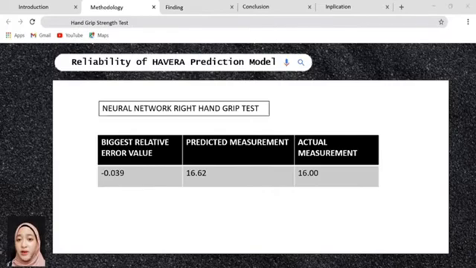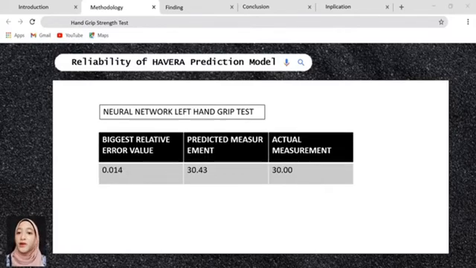Even for the biggest relative error value for neural network right hand grip strength was negative 0.039, where the predicted value is 16.62 and the actual value was 16. While the biggest relative error value for neural network left hand grip strength was 0.014, indicating the actual measurement was 30 instead of 30.43.